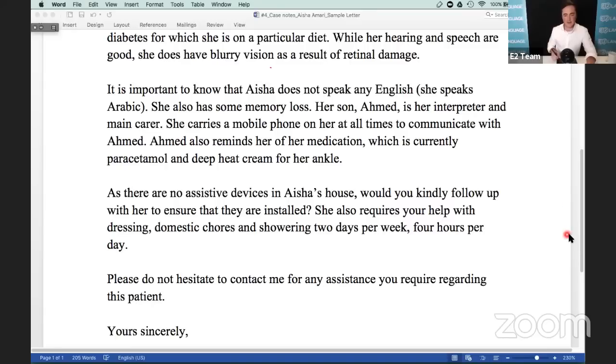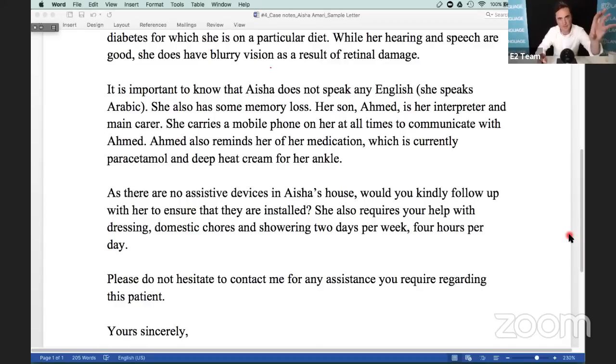Fine. So now you can see that the letter needs to have a logical structure. It needs to be sequenced in such a way that it tells a story. You don't want to jump around from topic to topic. You don't want to say, Aisha's on this medication. She has a son. Aisha had her cataracts removed. Aisha did this. No, you want to collect the case notes into logical paragraphs. So when the reader's reading it, it makes sense.